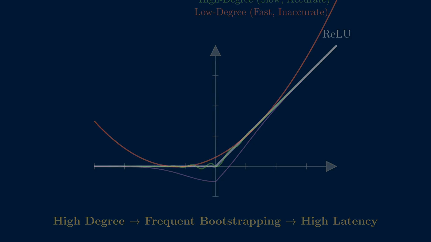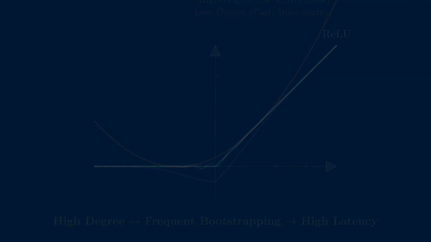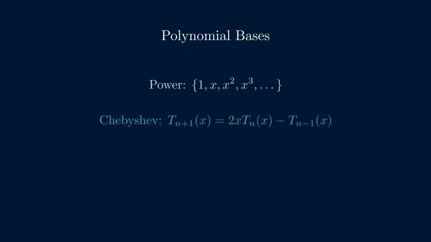Beyond the degree, the choice of polynomial basis is also crucial. While the standard power basis is simple, employing orthogonal polynomials like Chebyshev or Hermite polynomials allows the network to capture and preserve more information during the approximation of activation functions.